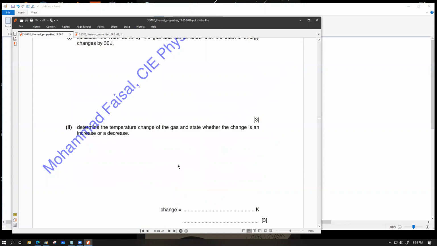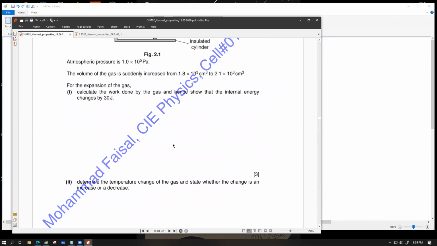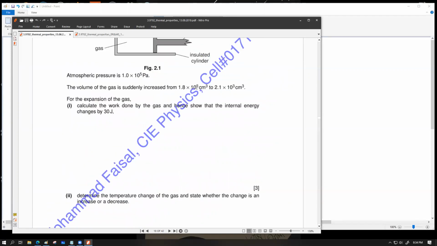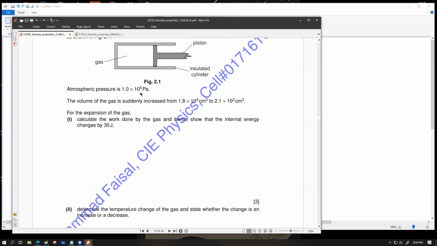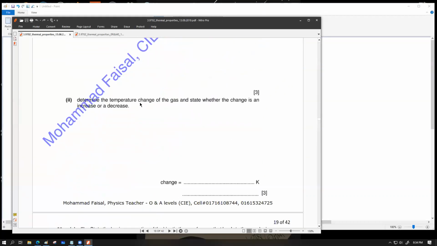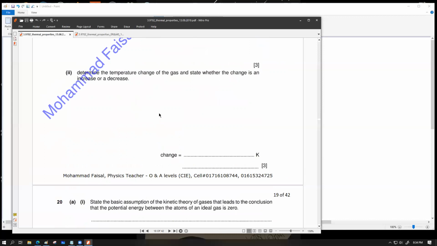Now, this question further asks us how much would be the change of temperature, that can be calculated in a logical way. If I just have a look over here, we did some del V over here. Atmospheric pressure was this much, and what is the formula to calculate temperature change? PV goes to nRT.